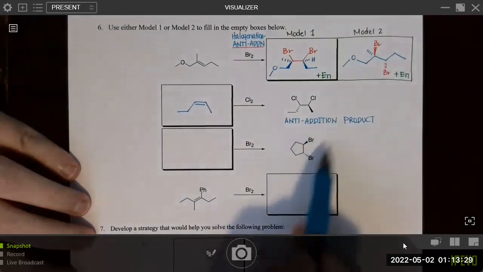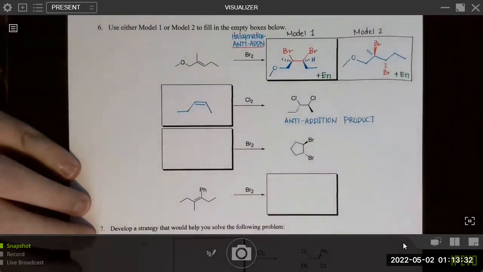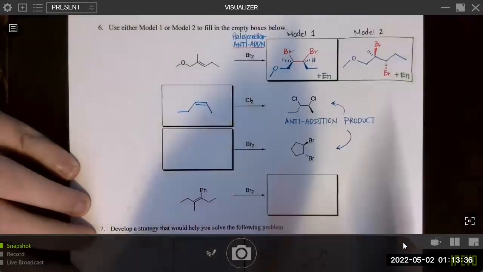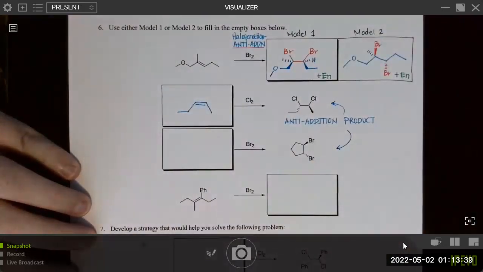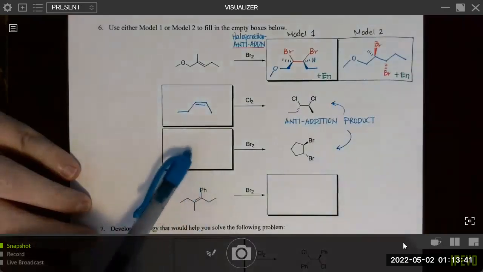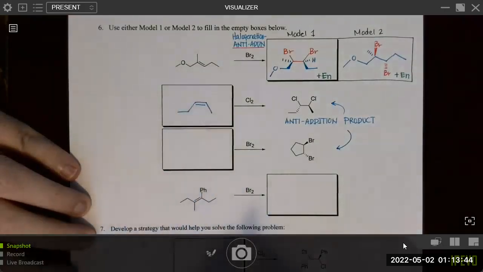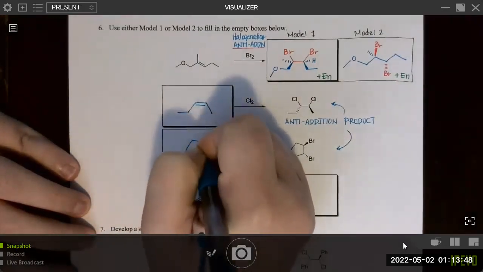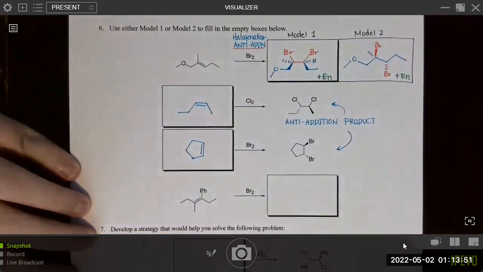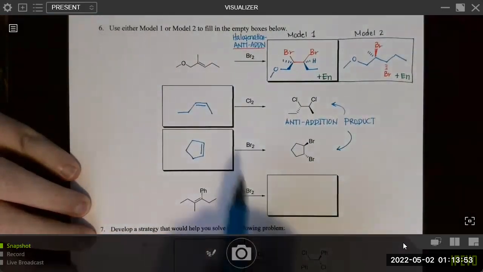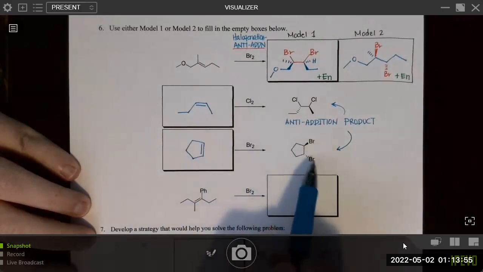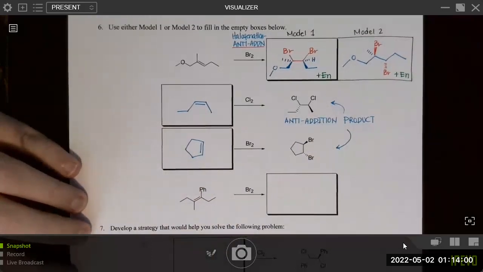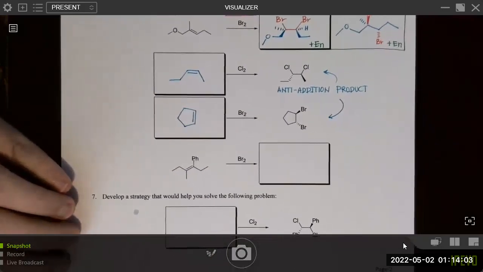Remember that all of these are anti-addition products. So this one, and all of these cases. But the ring actually makes it much, much easier, right? There's only one way the ring can have a double bond. 5-membered rings can only accommodate a cis double bond. And drawn this way, of course, the bromine is anti, and they're shown that way, which is great. All right, so that one with the ring actually is much easier.